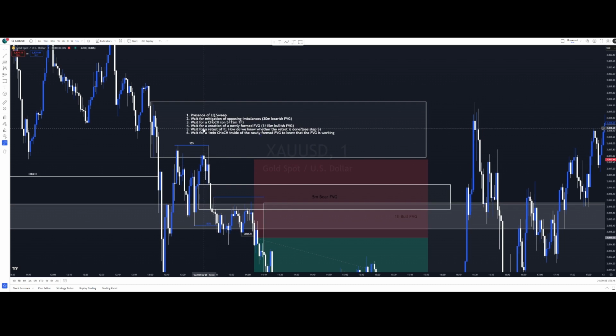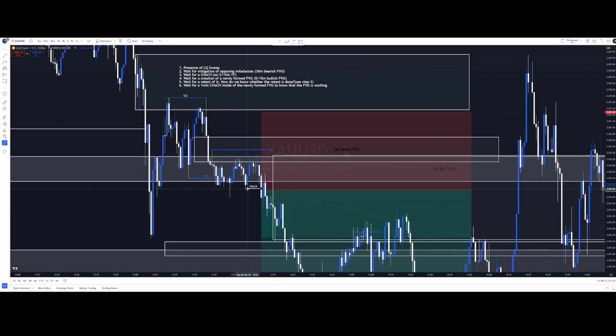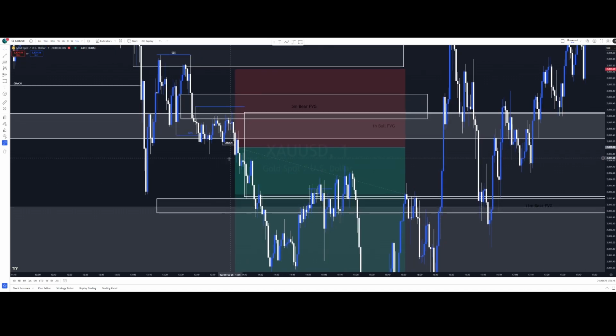After that, after the retest, right? After the retest was over, to confirm that the 5-minute bearish fair value gap holds, you have to wait for a 1 minute change of character inside the newly formed bearish fair value gap. So I waited for a change of character here, right? And after that, price retested the change of character before dumping all the way down.